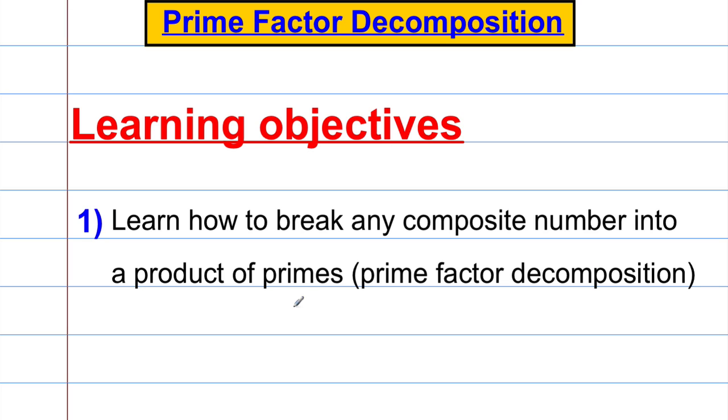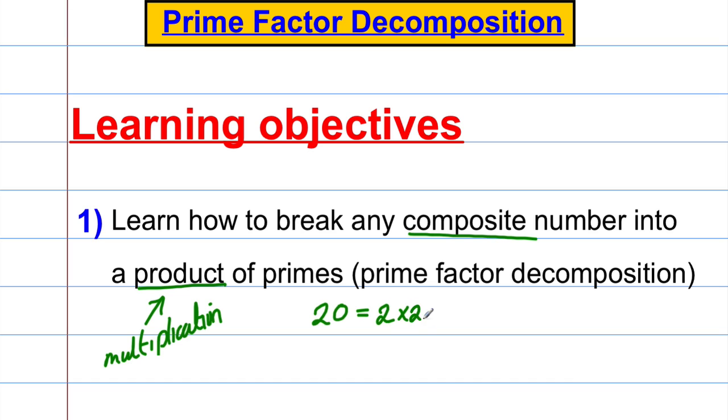So any composite number, for example, let's say 20, I would like to break it up into a product, and a product means multiplication of primes together. For example, 20, I can do this one in my head, and you'll see later how you get to this, but it's 2 multiplied by 2 multiplied by 5. Those prime numbers multiplied together. That's breaking down, decomposing a number into its prime factors.